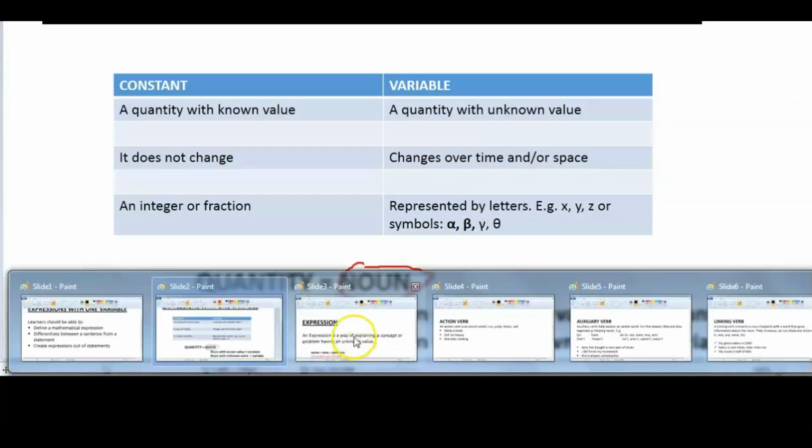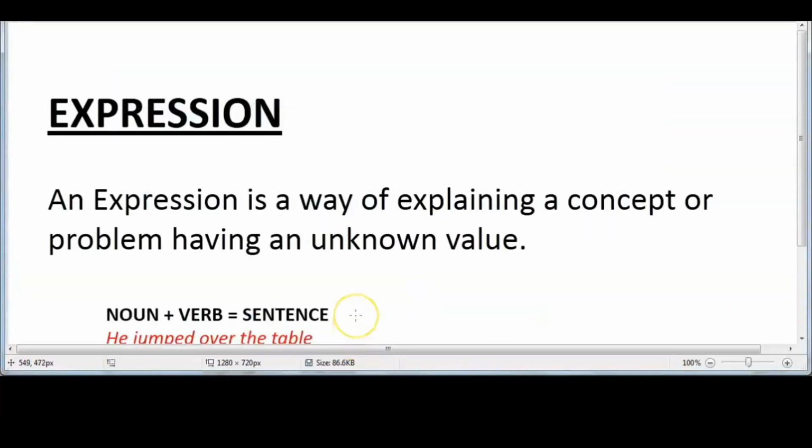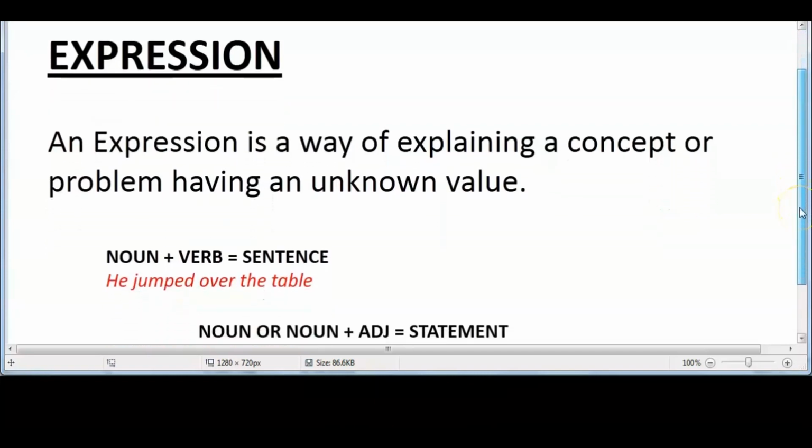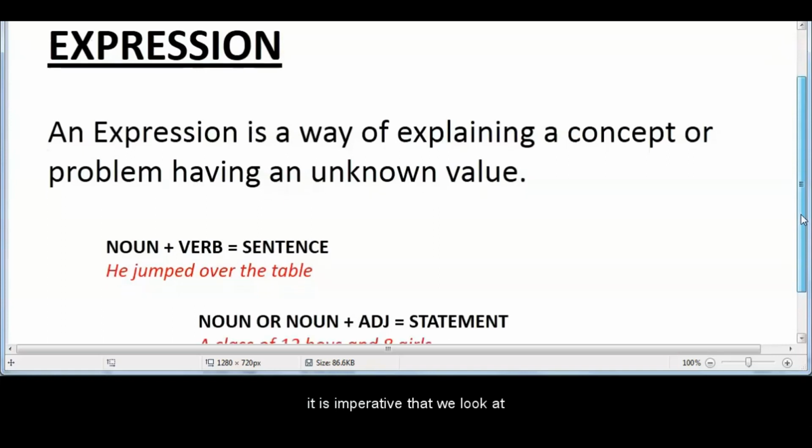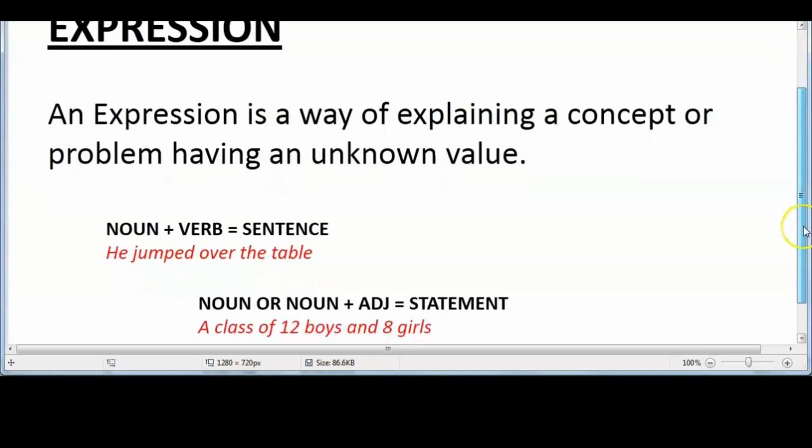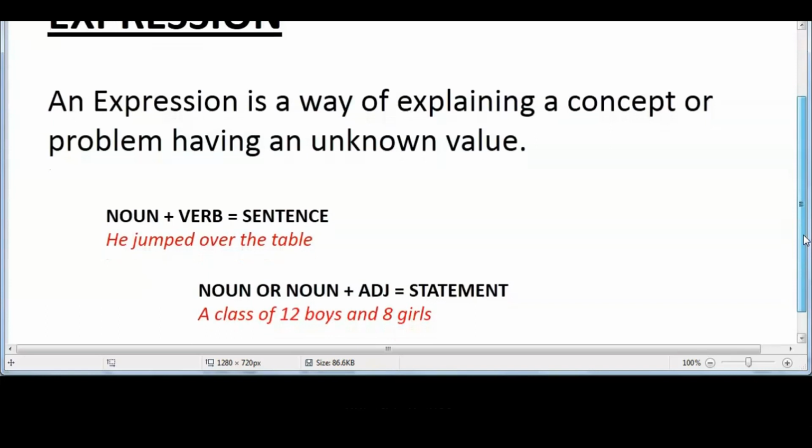Now to our main topic, what is an expression? An expression is a way of explaining a concept or problem having an unknown value. But before we delve more into creating expressions from statements, it is imperative that we look at what a sentence is, how it's being constructed, and how to derive expression from these sentences. So let's look at the concept of sentences and statements.